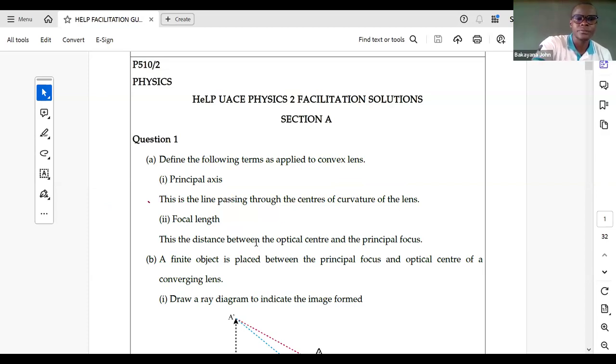Okay, so we continue. A finite object is placed between the principal focus and the optical center of a converging lens. One, they're asking us to draw a ray diagram to indicate the image that is formed.